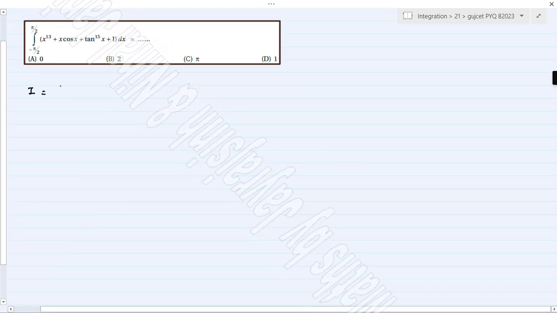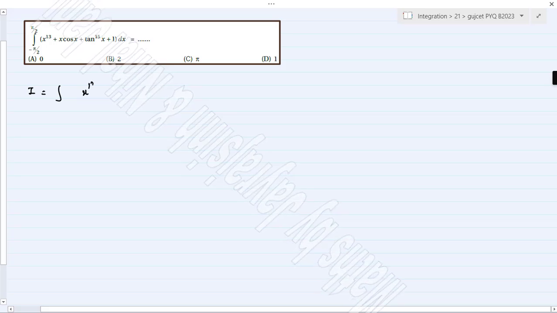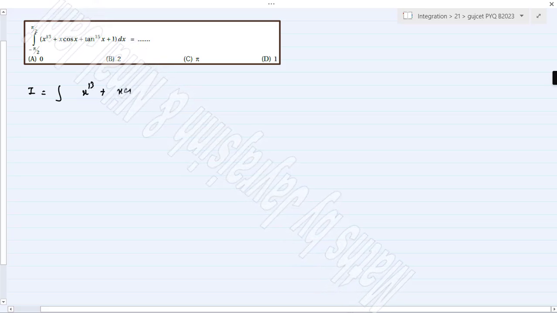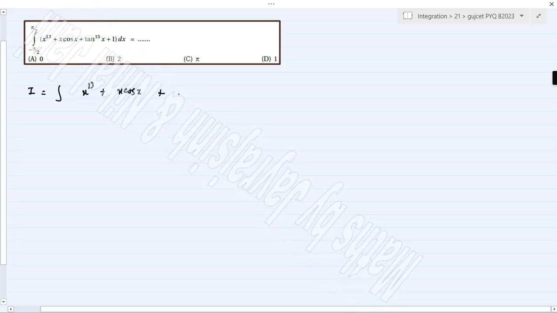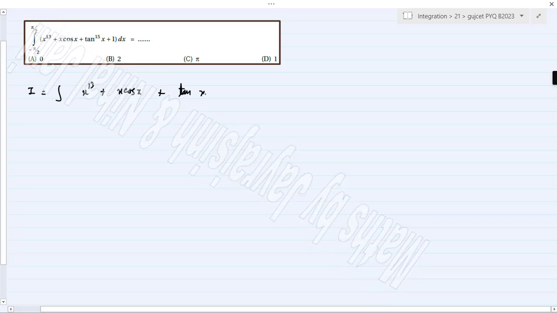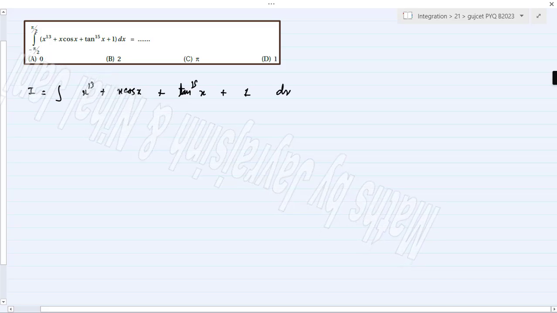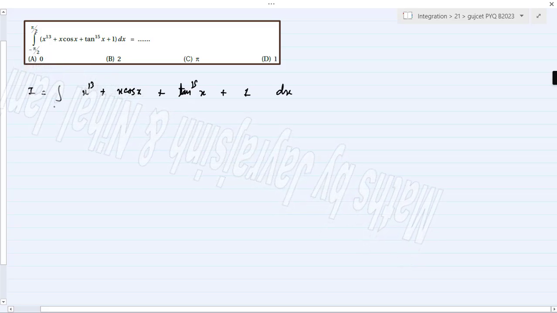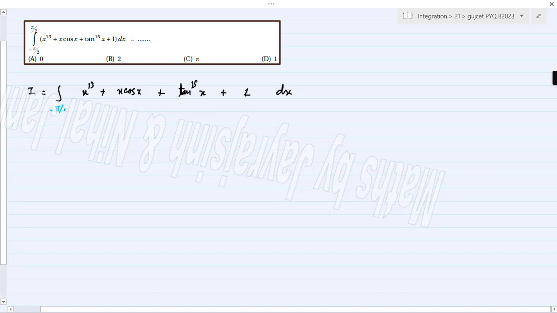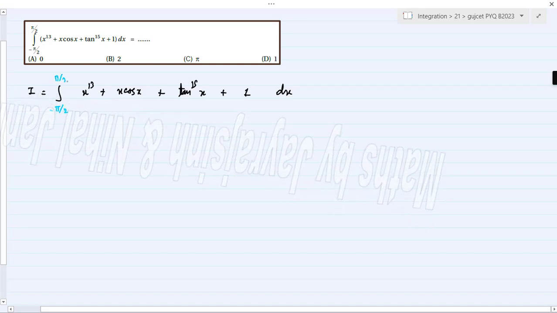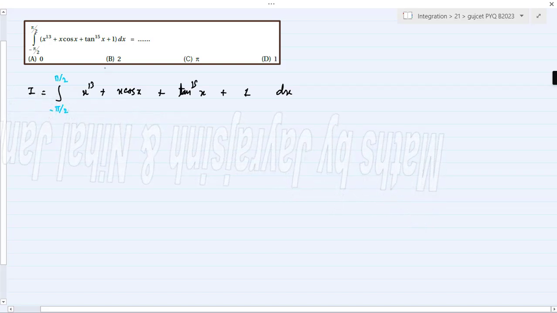Here we have integration of x raised to 13 plus x cos x plus 10x raised to 15 plus 1, dx, and the limit is from minus pi by 2 to plus pi by 2. That means we have symmetric limits.